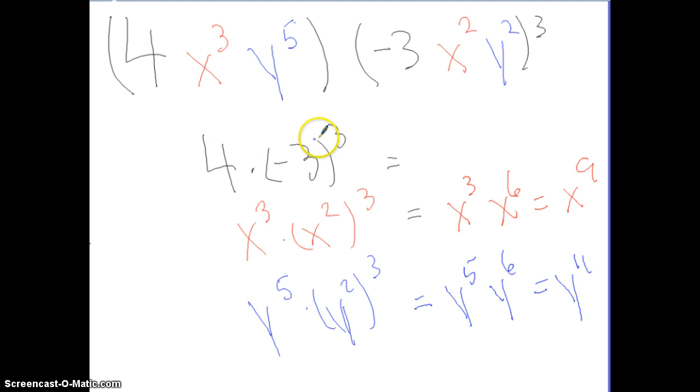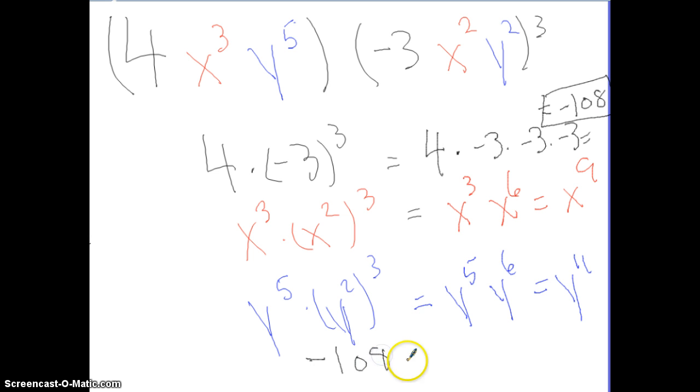And then this, like I say, is really the soul of the problem, the coefficients, because you're actually going to have to multiply all those things. So that's positive 4, times negative 3 times negative 3 times negative 3. And my best advice is just to use a calculator for that. You get negative 108. All right, so the final solution is negative 108 x to the ninth y to the 11th.